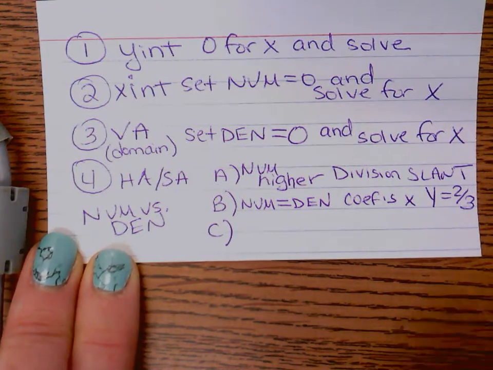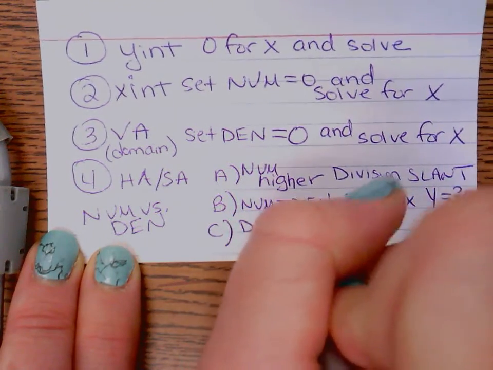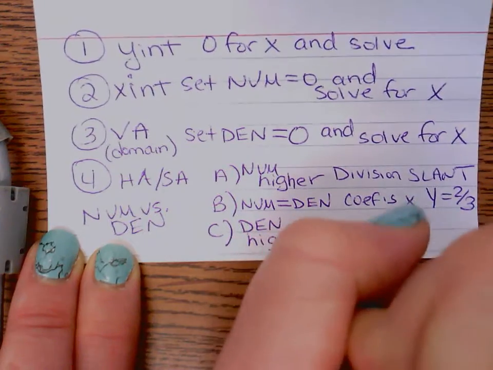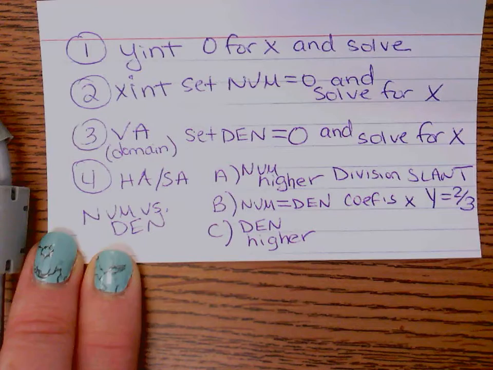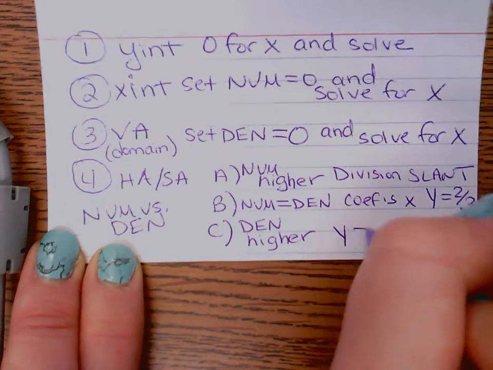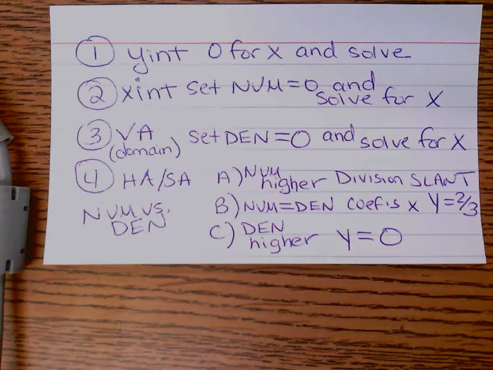And then part C, if the denominator is higher, what is always going to be your asymptote? So if you have like x squared in the denominator and that's going to blow up real big, then you're going to approach 0, because a small number divided by a big number approaches 0.